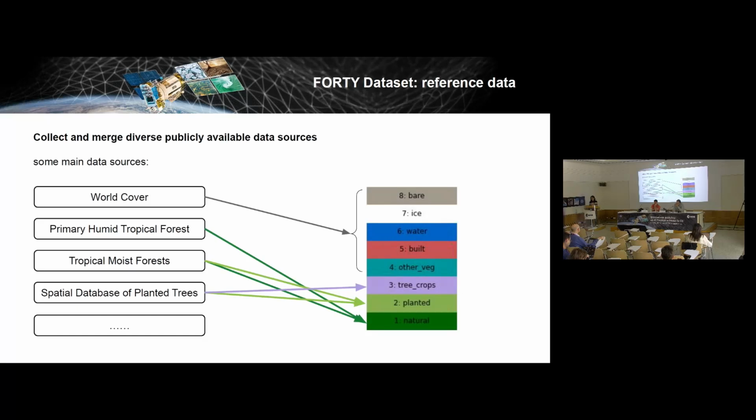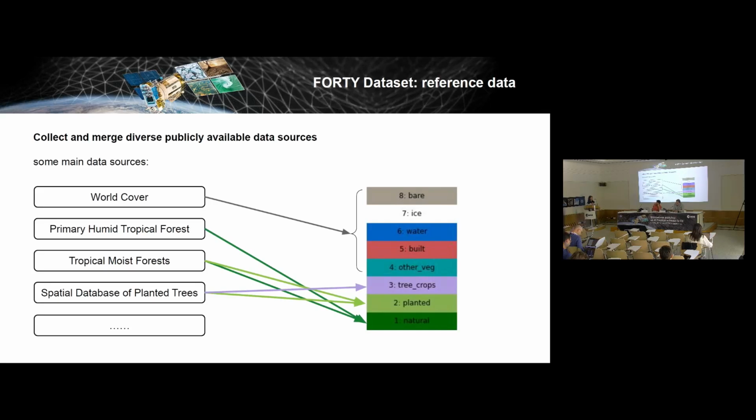For our reference data, we try to collect and merge many diverse publicly available data sources. Here I list some main data sources that we used. For example, we use WorldCover to get labels for some non-forest classes. And we use primary humid tropical forest to construct the labels for natural forests.